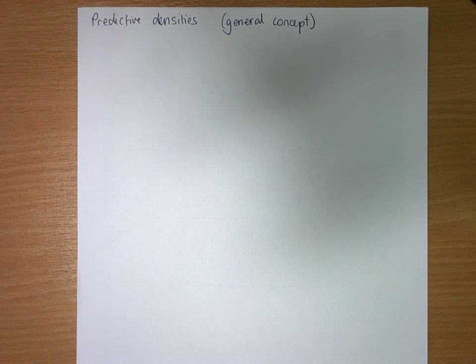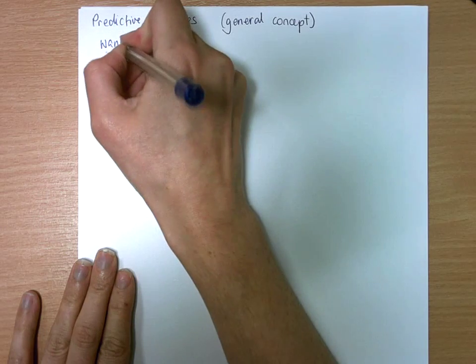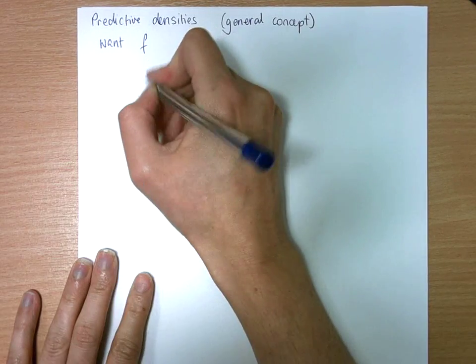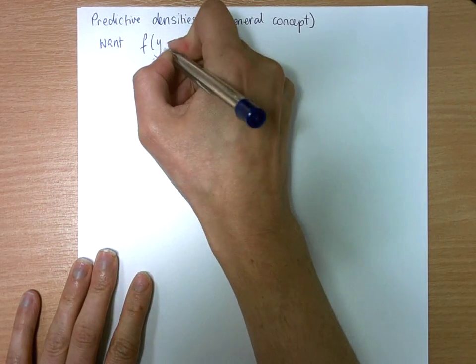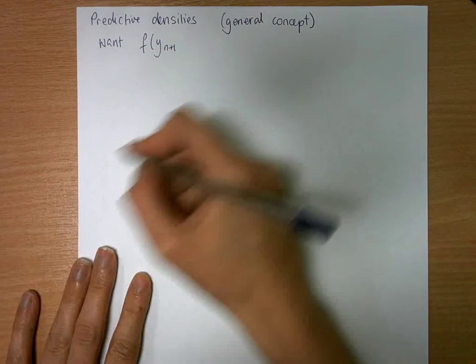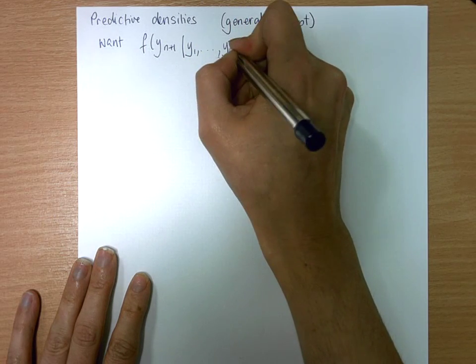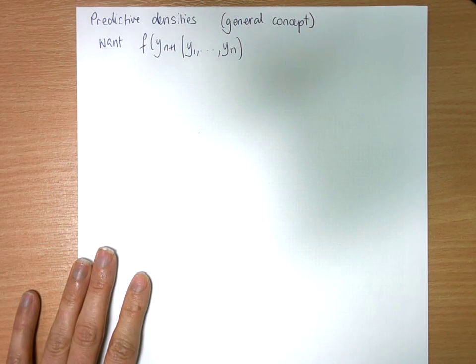So in this video we're going to look at the general concept behind calculating predictive densities. So in general what you want is the density of a new observation, say y_{n+1}, given your previously observed data, y_1 to y_n.